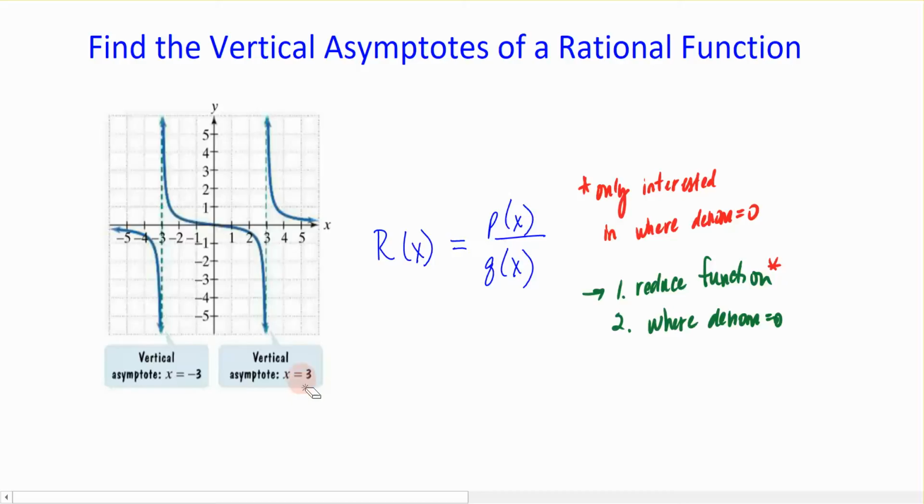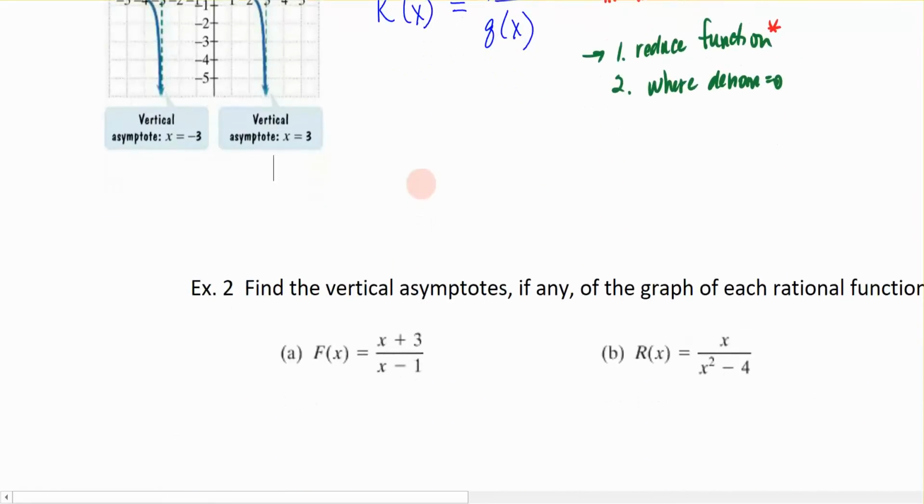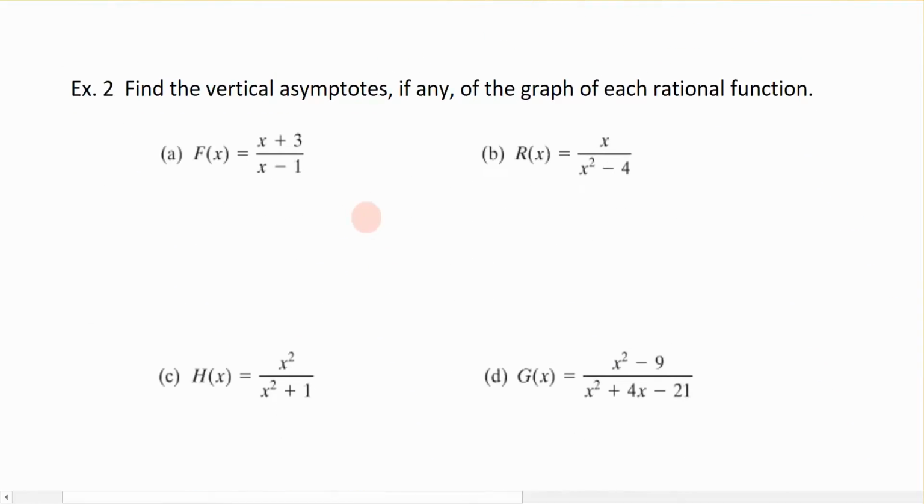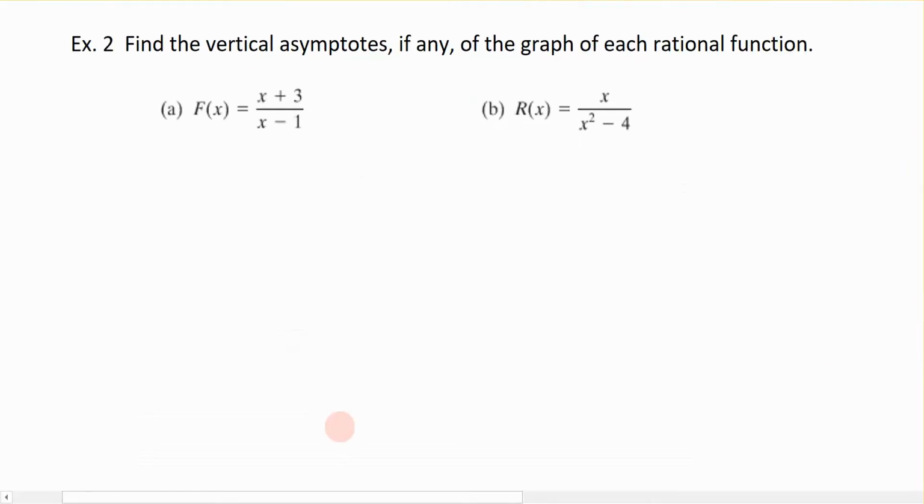Now, when we are going to talk about vertical asymptotes, we want to do two things. First, we're going to reduce the function, and then once we reduce it, we're going to see where the denominator is equal to 0. This is different from finding the domain, because for finding the vertical asymptote, I'm going to reduce my function and then find where the denominator is equal to 0. So let's jump in, and I have 4 examples that we're going to work in this video.